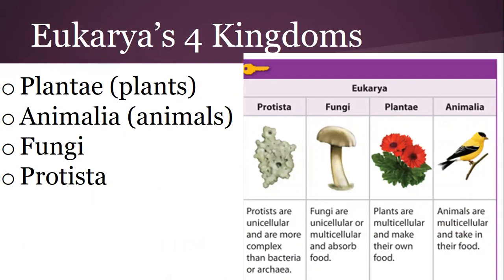So under Eukarya's kingdoms, we have Planta for plants, Animalia for animals, Fungi for fungus, and Protista. Protista are generally unicellular. They are the only one of the kingdoms under Eukarya that are, and they are more complex than their prokaryotic cousins in the other 2 areas.